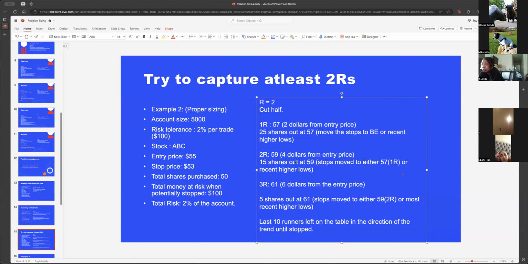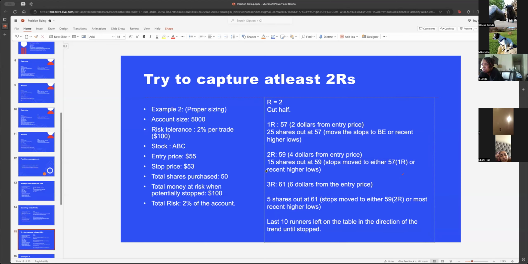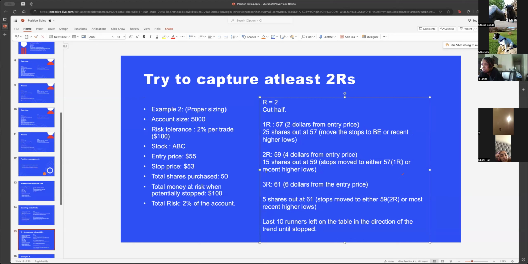And you're going to either move your stop losses to this $57 mark or to the recent higher lows on the last 10 shares you're holding. And now, once the stock price hits $61 to the upside, which is $6 from your entry price, 3 times your stop losses in profits, you're going to make the last cut by leaving the last 5 shares as runners.